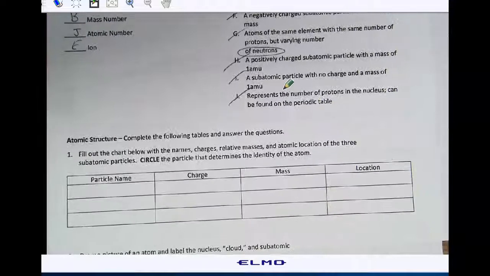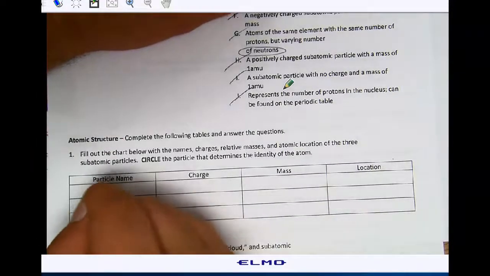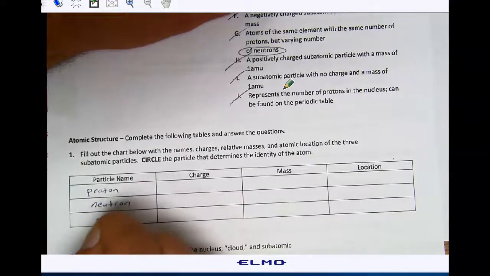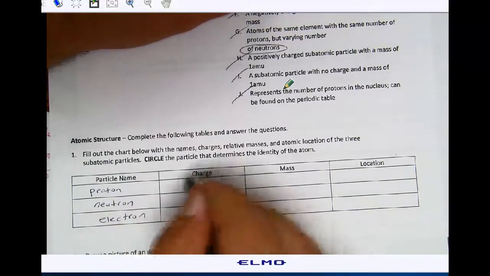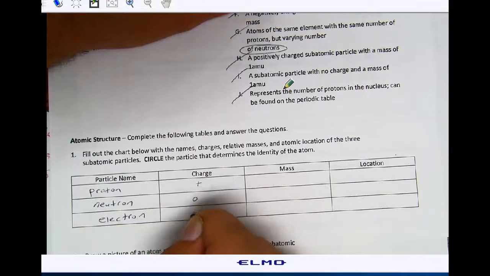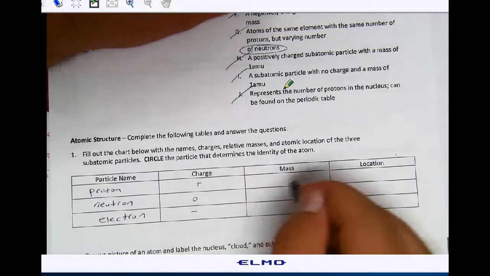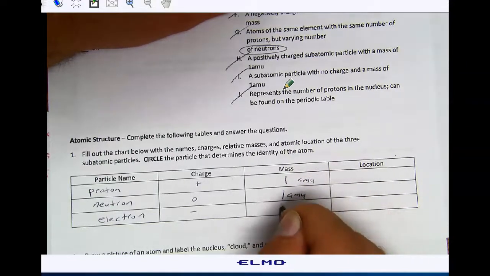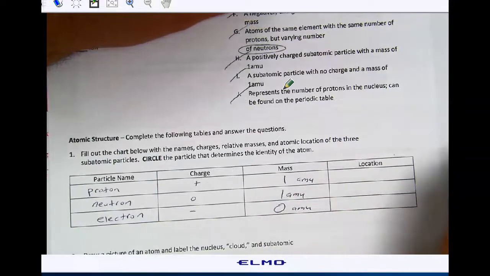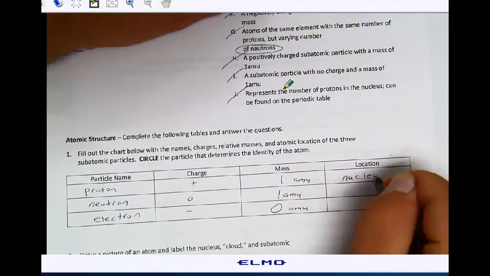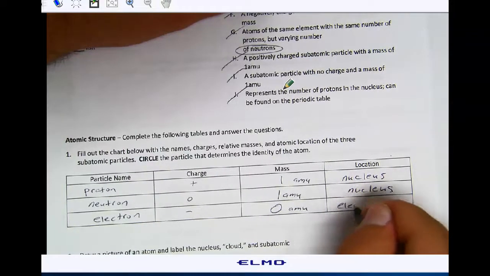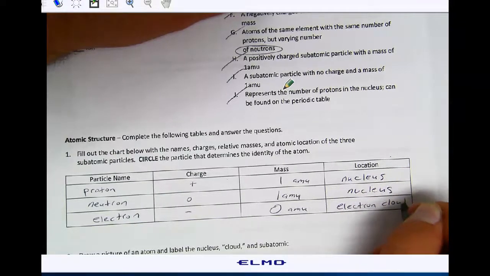Moving down to the bottom, particle name. Well, we got proton, neutron, and electron. Protons are positive, neutrons are neutral, electrons are negative. Protons weigh 1 atomic mass unit, neutrons weigh 1 atomic mass unit, electrons virtually weigh nothing. As previously mentioned, protons are in the nucleus as well as neutrons. However, the electrons are located in the electron cloud.